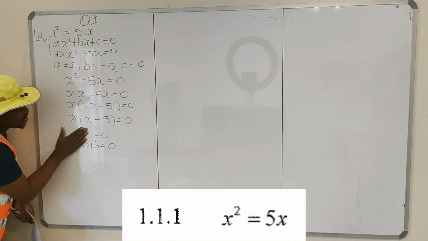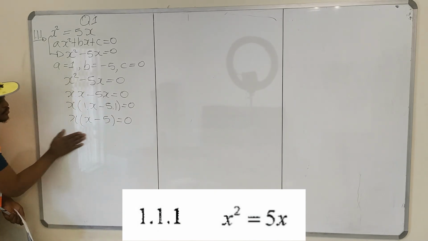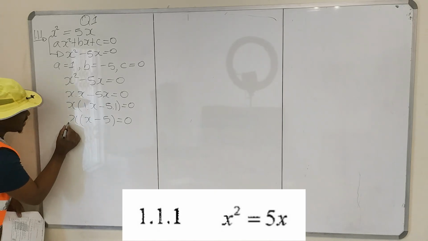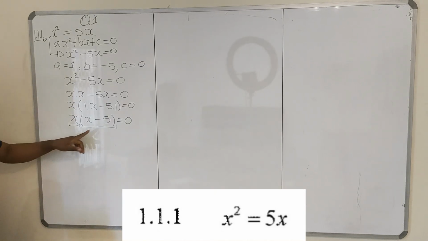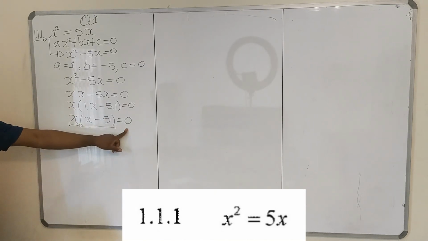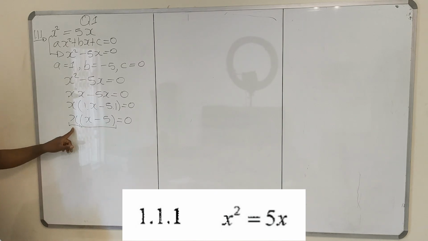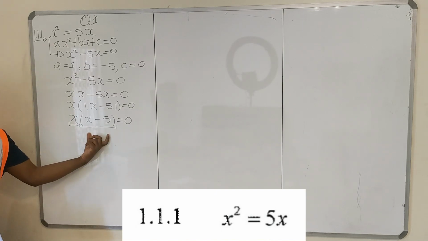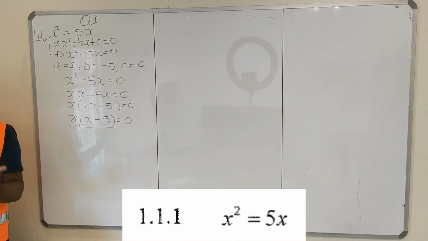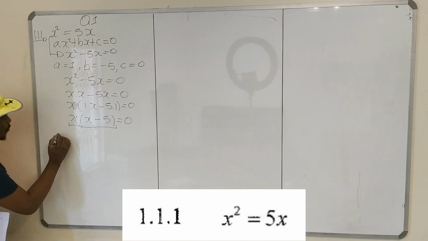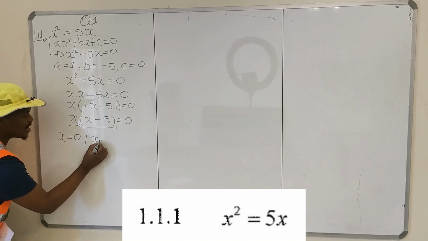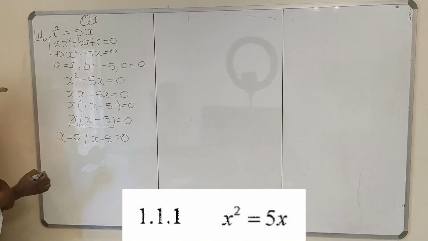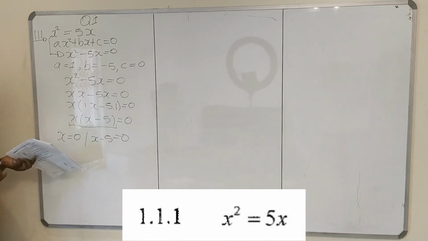So if you look at our situation here, we have two things that are multiplying each other. We have this x, which is out here, and this thing, which is inside this bracket. These two are multiplying each other, and the answer is 0. So what that tells you is either this one is 0 or this one is 0. In our situation, it's either our x is equal to 0 or what is inside, which is x minus 5, is equal to 0. That's the only way you can get 0 as a product.